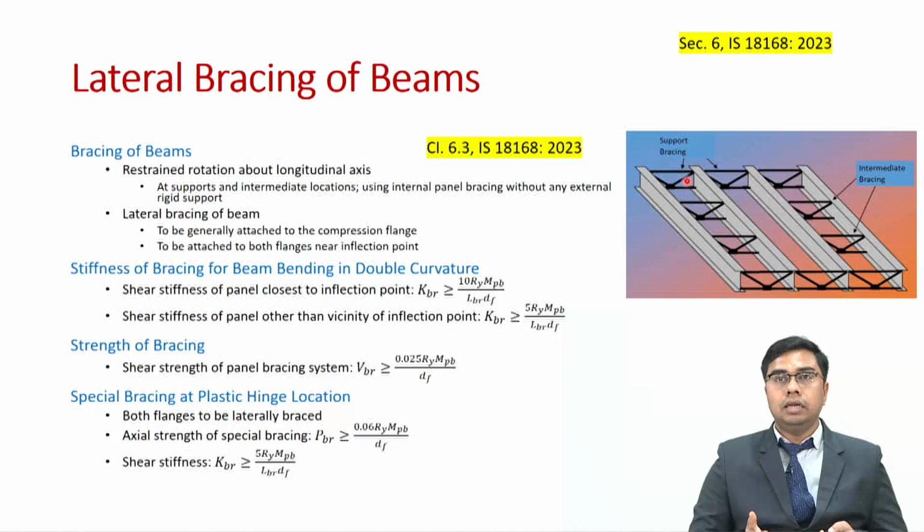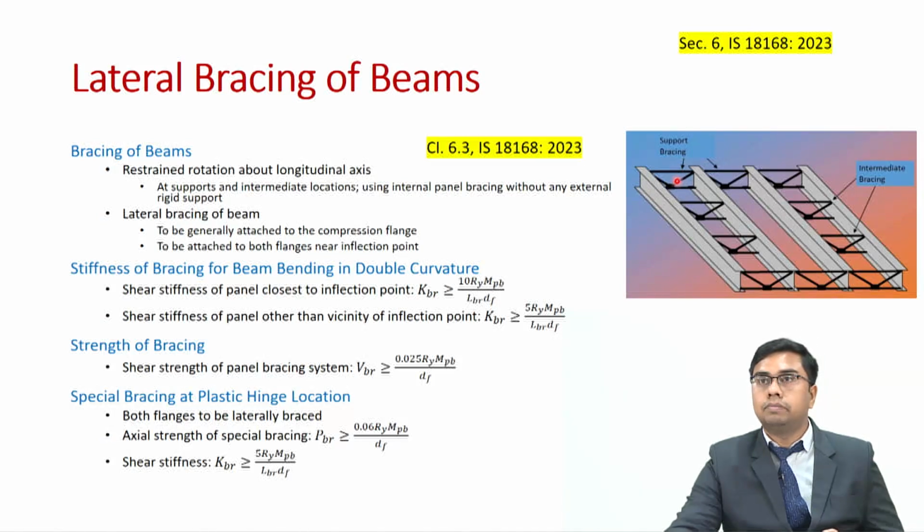Okay. Then we need to find out the shear stiffness of this panel bracing which is closest to the inflection point. For such cases, your shear stiffness of the panel bracing should be at least equal to 10 times Ry times MPV divided by length of bracing into dF. All these symbols will be more clear when we look into the illustrative example in the next class.